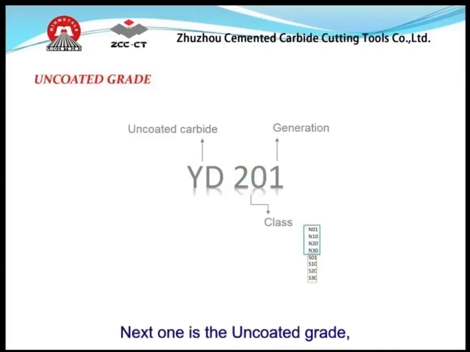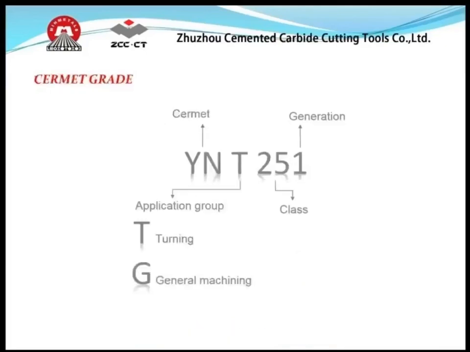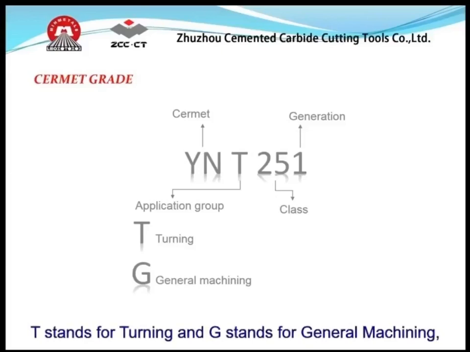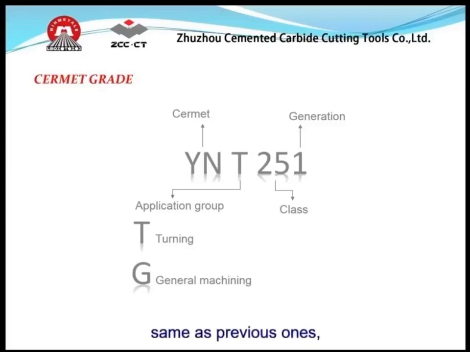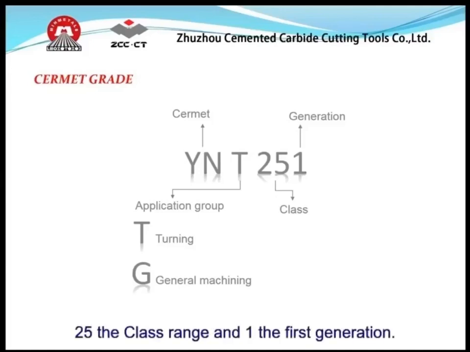Next one is an uncoated grade, YD indicating the uncoated carbide. Number 20, the N20 or S20 class range. 1, the first generation. Last one for this part, Summit grade YNT251. Code naming basically the same. YN indicating Summit. Please note the cell letter T stands for turning and G stands for general machining. Same as previous ones, 25 is the class range and 1 the first generation.